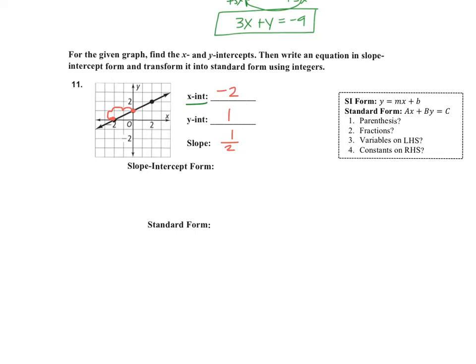So if we're going to put this into slope-intercept form first, we only need these two things, the slope and the y-intercept. So it's going to be y equals the slope times x plus the y-intercept, plus 1. Okay, so that's slope-intercept form. We now want standard form. Remember, with standard form, we don't want fractions.